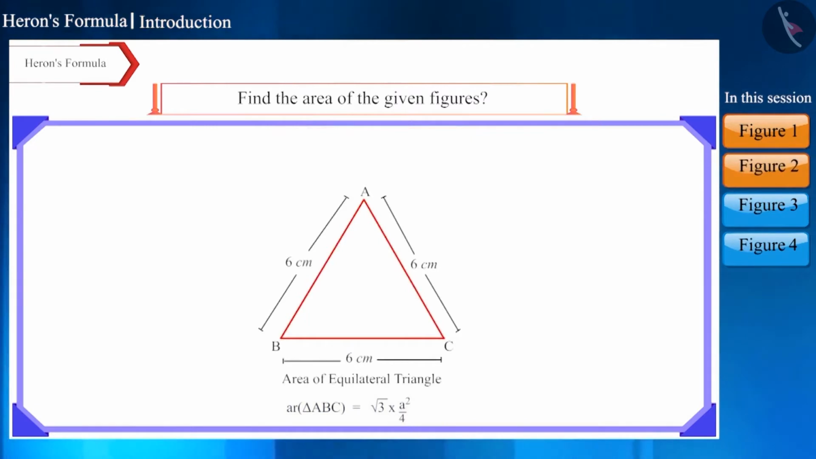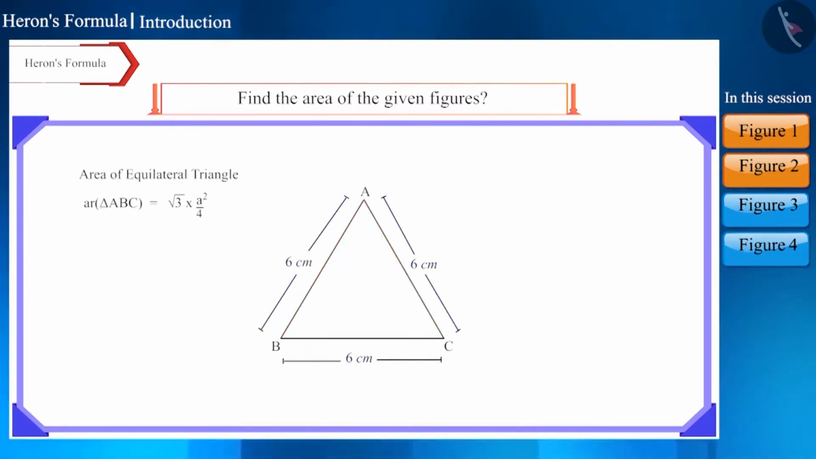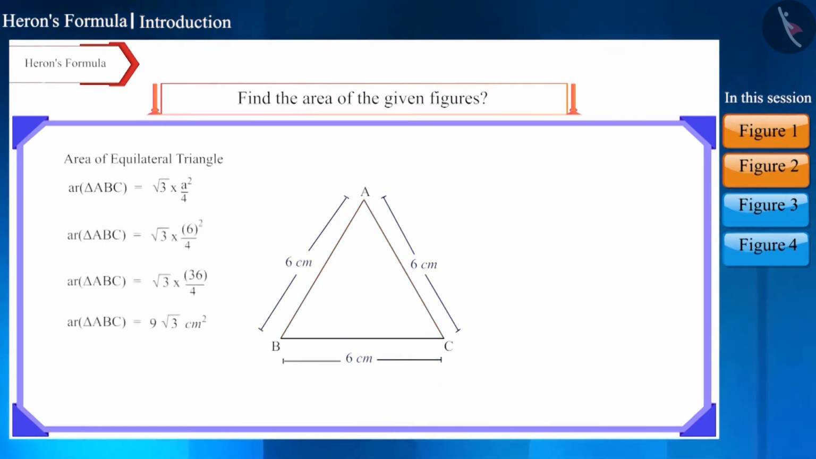In the second figure also, we are given an equilateral triangle and the length of all its sides is 6 centimeters. To find its area, we can use this formula for the area of an equilateral triangle. In this way, we get the area as 9 square root 3 square centimeters.